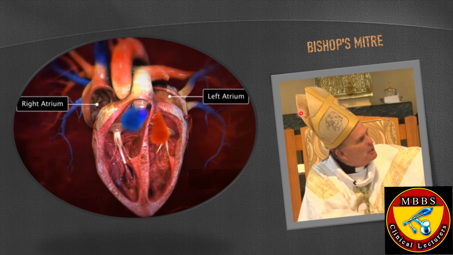It is bicuspid and it looks like this. So what is the history behind this mitral valve? It is taken from the bishop's mitre. Mitre is a Greek word that means crown. Mitre. So bishop's mitre. This is the mitral valve.